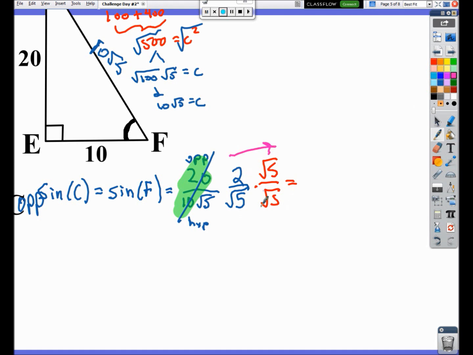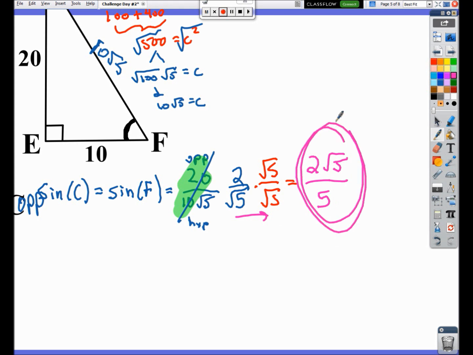And then we just multiply our fractions straight across. So 2 times root 5 is 2 root 5. Root 5 times root 5 in the denominator just gives us 5. And now we have a fully simplified fractional square root answer of 2 root 5 over 5.